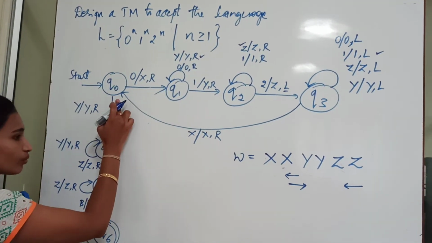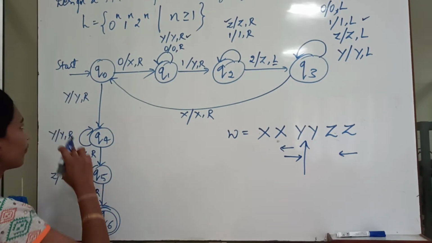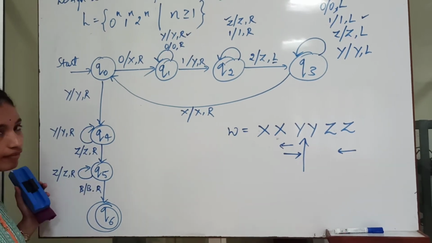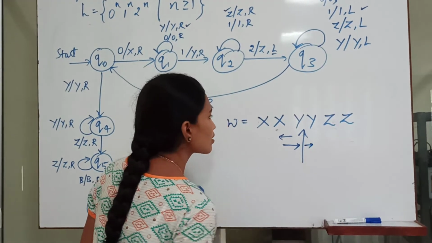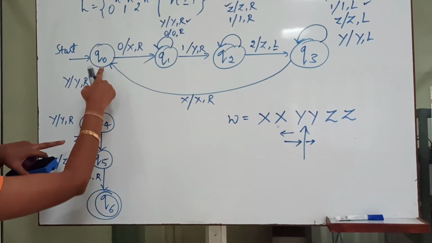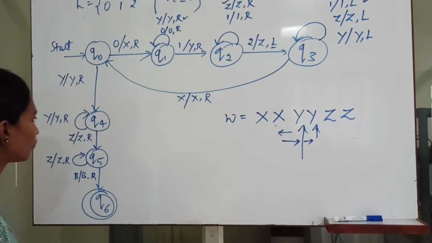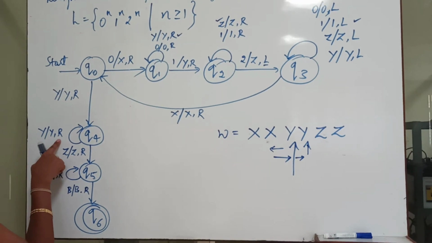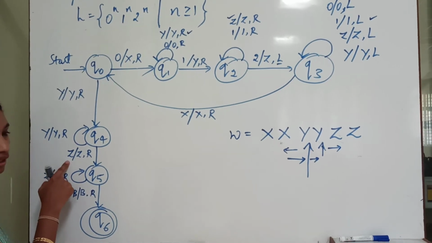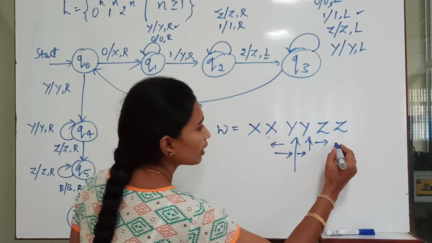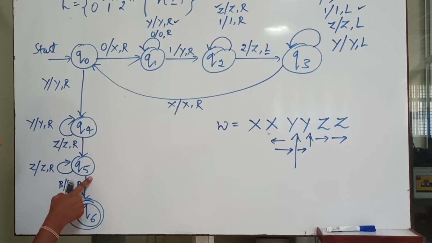Now in Q0, the next input symbol to be read is Y. If it is Y, replace that Y by Y only and take a right turn. Next there is a change of state from Q0 to Q4. The next input symbol to be scanned is Y. Again replace that Y by Y only, take a right turn. Then the next input symbol is Z, replace that Z by Z only, take a right turn. Once we encounter Z, the machine changes its state to Q5.